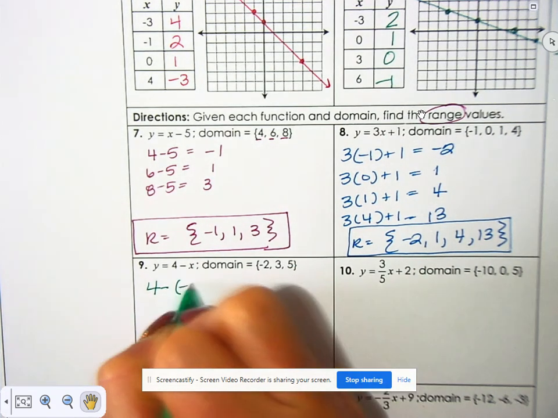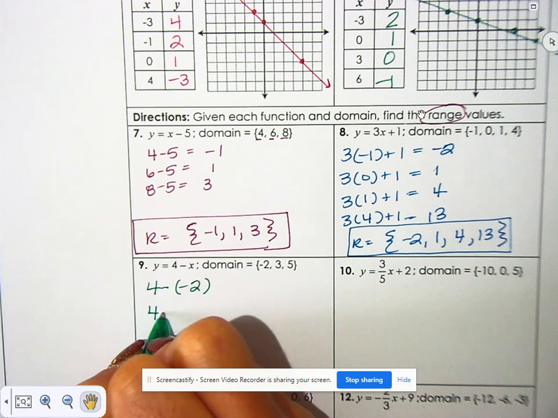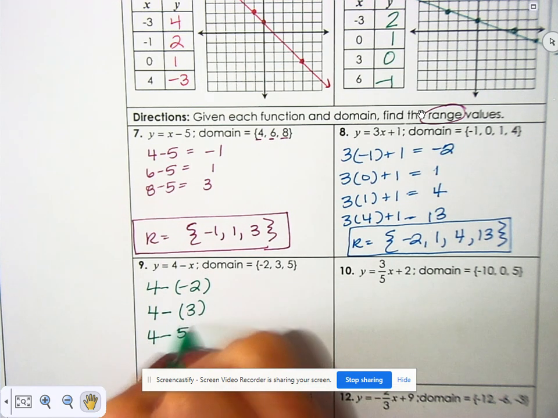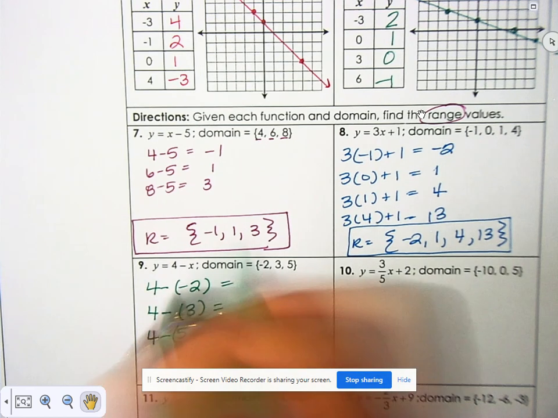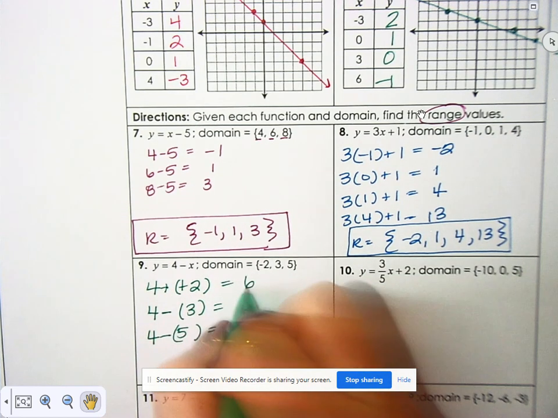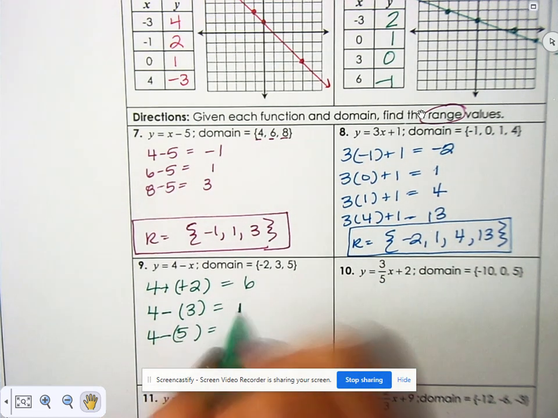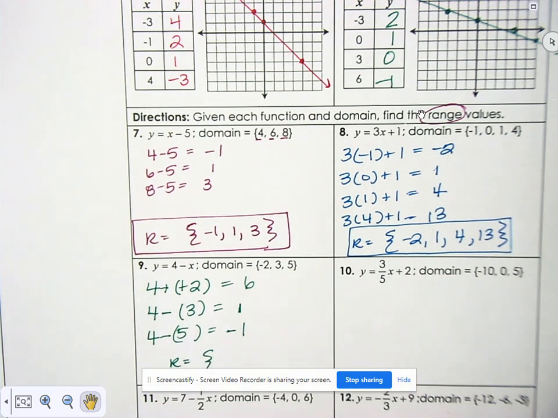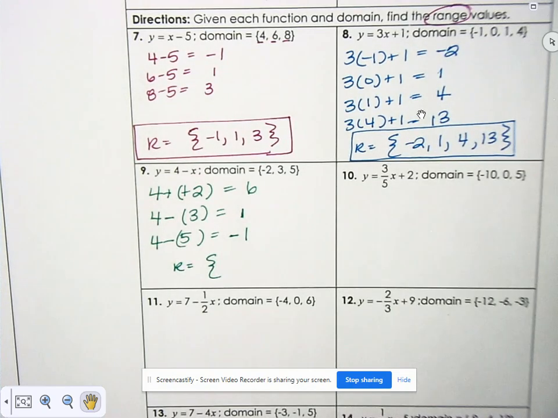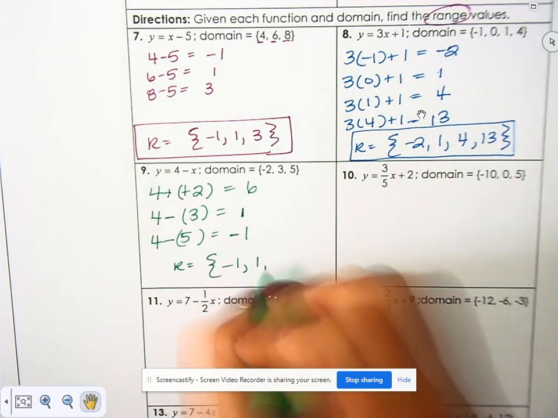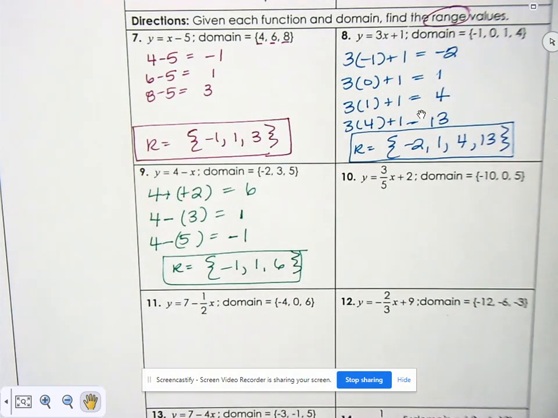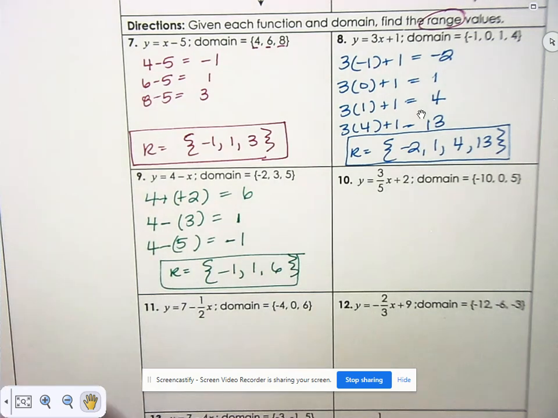Okay? Keep it going. 4 minus negative 2. 4 minus 3. 4 minus 5. Minus a negative is a double negative, so that's going to turn to a positive. There's a 1 and there's a negative 1. So here we go, y'all. Again, make sure you put them in the correct order. That's least to greatest. Negative 1, 1, and 6. Anytime you're writing set notation, which is what this is, okay, you want it in order from least to greatest.